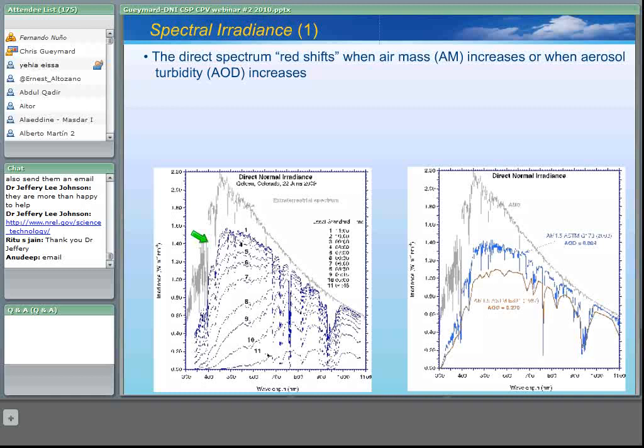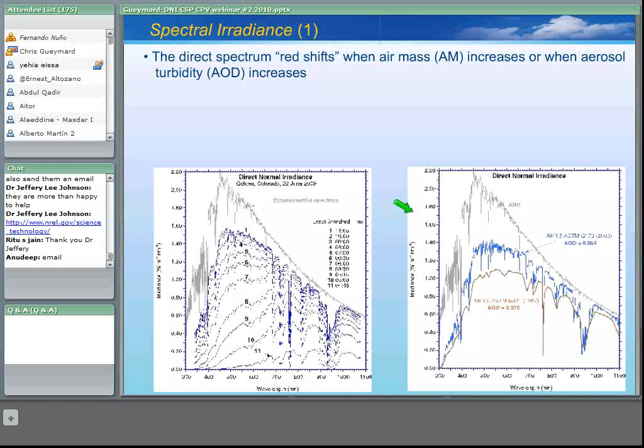This plot is compared to the extraterrestrial irradiance. So you clearly see that for a very low air mass, high sun, you have your typical maximum here at about 500 nanometers or something like that. And when the sun is very low, well, you have a very important redshift to the near infrared, actually. The same kind of thing occurs when you increase the aerosol optical depth.